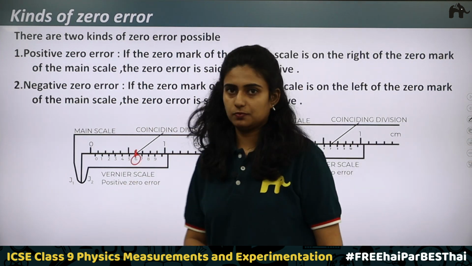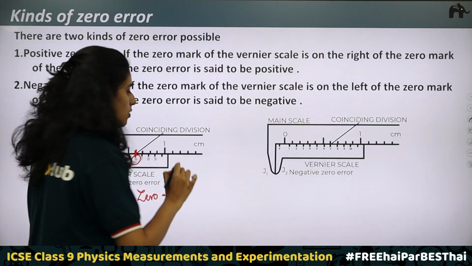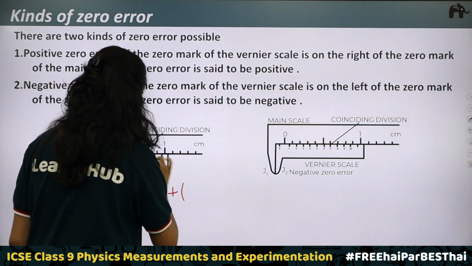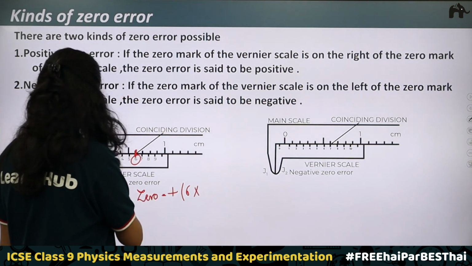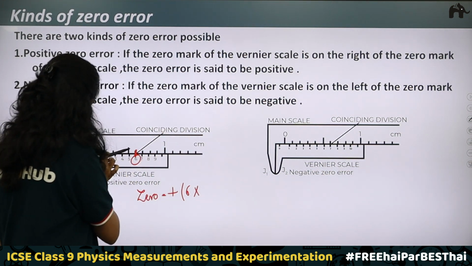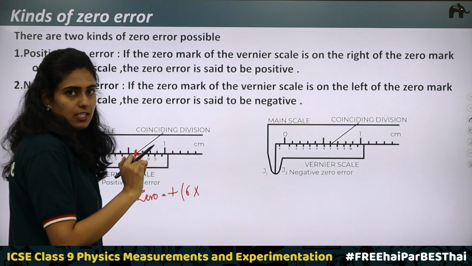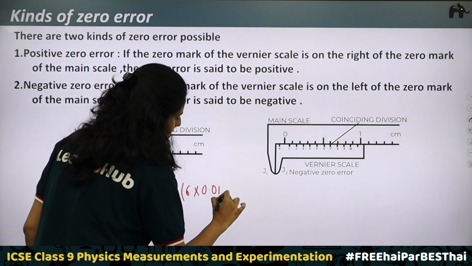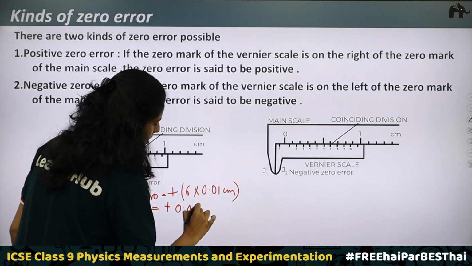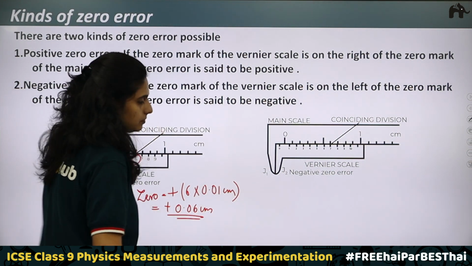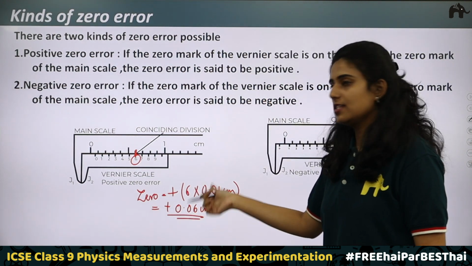You take this value to find zero error. When it is positive zero error, you will be putting a positive sign. You take this value, that is 6, and multiply it with the least count. Here on the main scale, you can see 1 centimeter, and the smallest value that can be measured on the main scale is 0.1 centimeter, that is 1 divided by 10 divisions. So 0.01 centimeter is the least count, which gives plus 0.06 centimeter. In this case, the positive zero error is plus 0.06 centimeter.